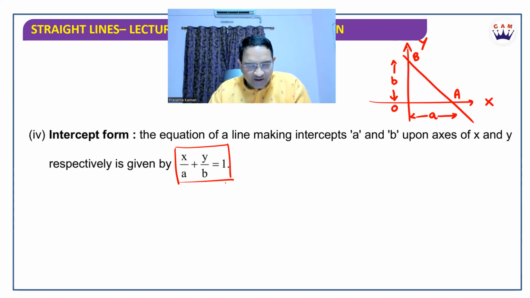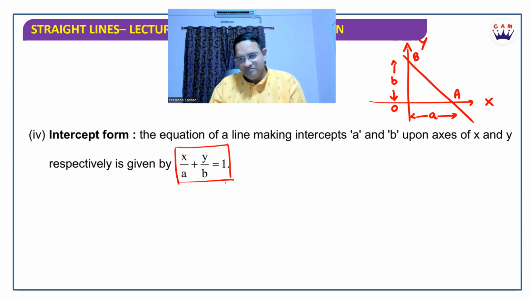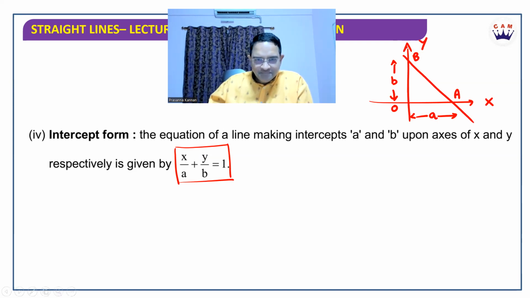What will be the slope of the line? Quick. Slope of the line will be minus B by A. What is the x-intercept? A. What is the y-intercept? B. Okay. We will also prove this, okay? Once we learn two-point form, we'll prove this. Shall we move on?